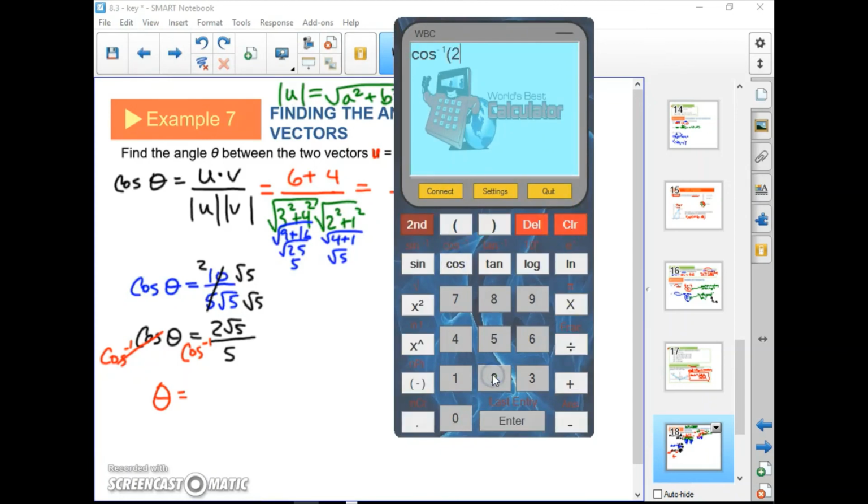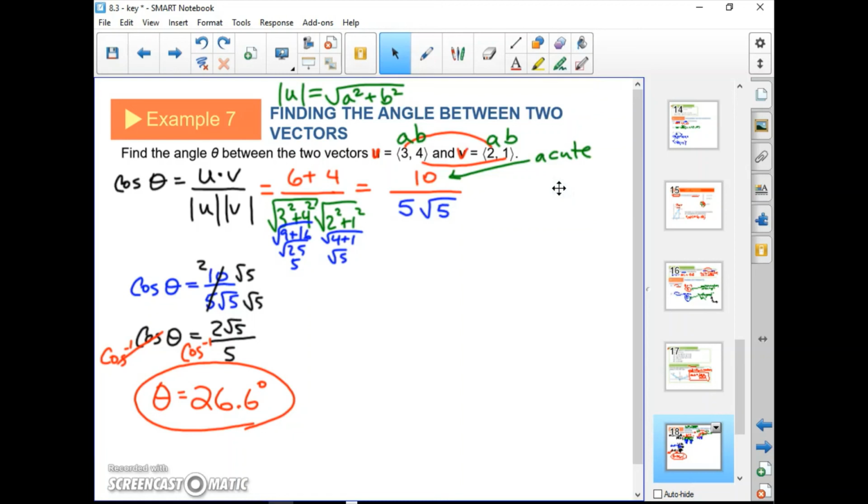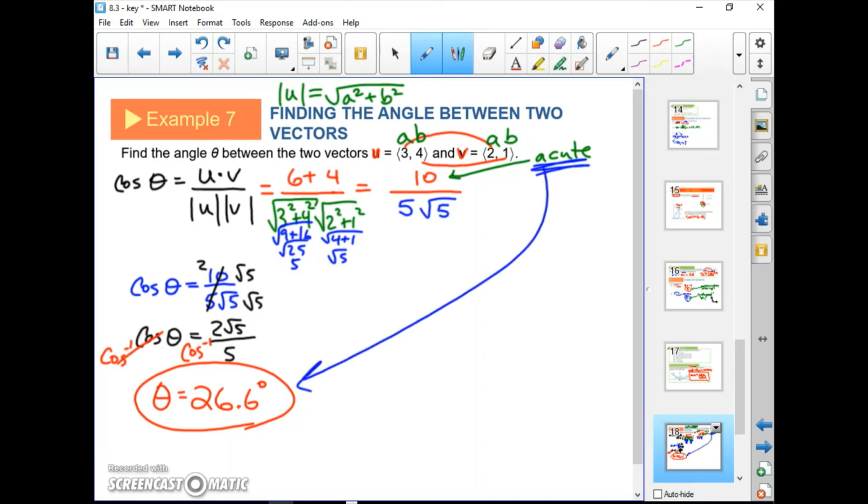What we have is 2 times the square root of 5 divided by 5. Okay? So theta is about 26.6 degrees. I'm talking about the angle in between the two vectors. Now remember, we knew that it was going to be acute as soon as we got that dot product value of 10, but specifically, that acute angle is about 26.6.